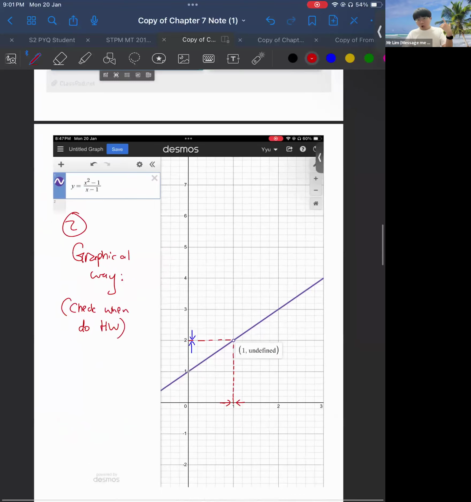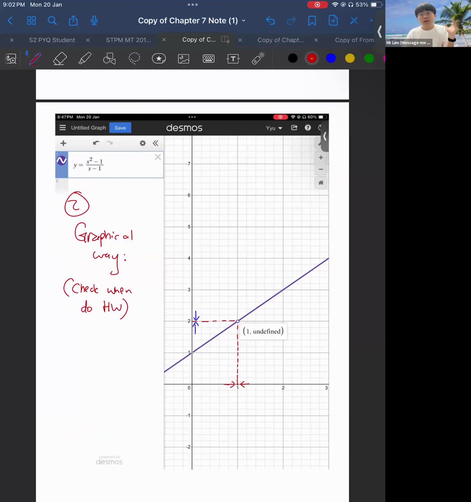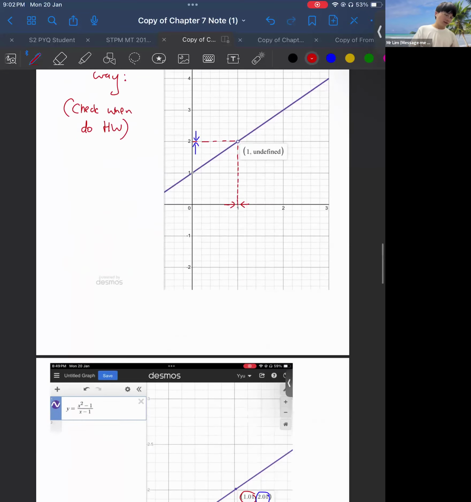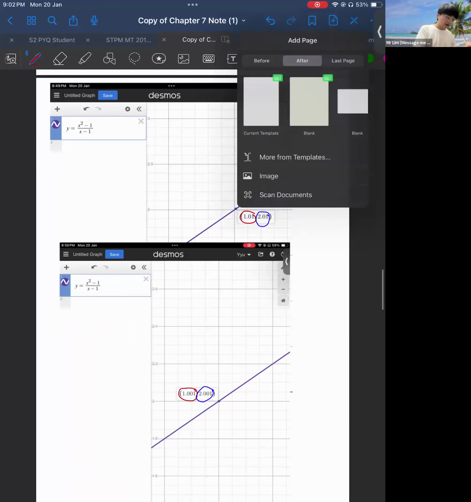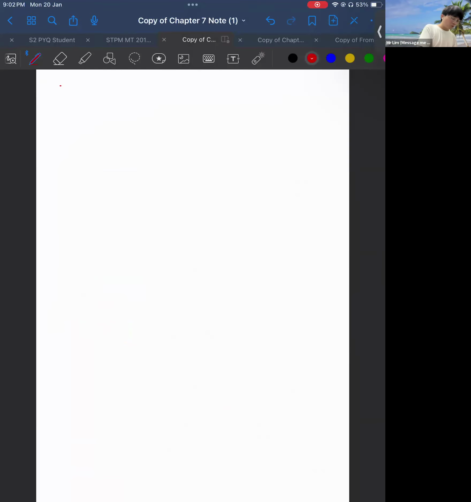Now, let us talk about the main thing. Let us talk about the proper way to find it. In your STPM, what is the correct way to find this limit? Okay, you might be curious now. Let's talk about way number 3, the proper way to find the limit.